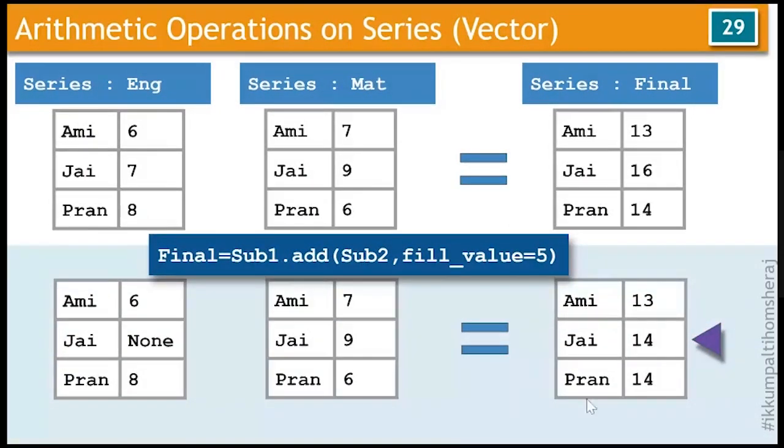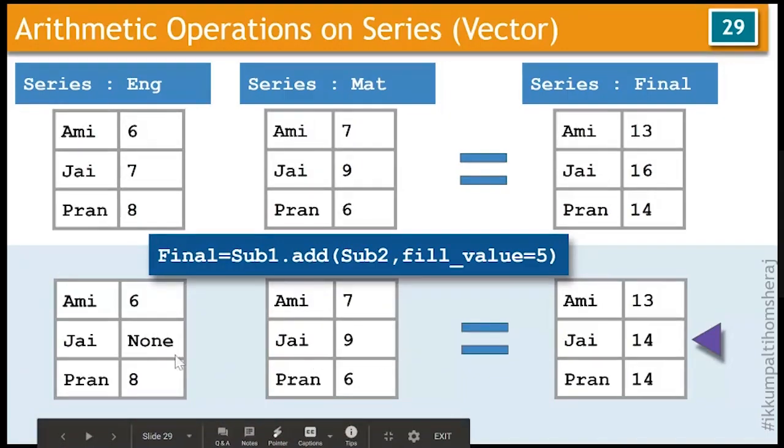Same goes for vector addition also. In vector addition, you can see we are saying fill value as 5. So it is going to be 9 plus 5, which is 14.